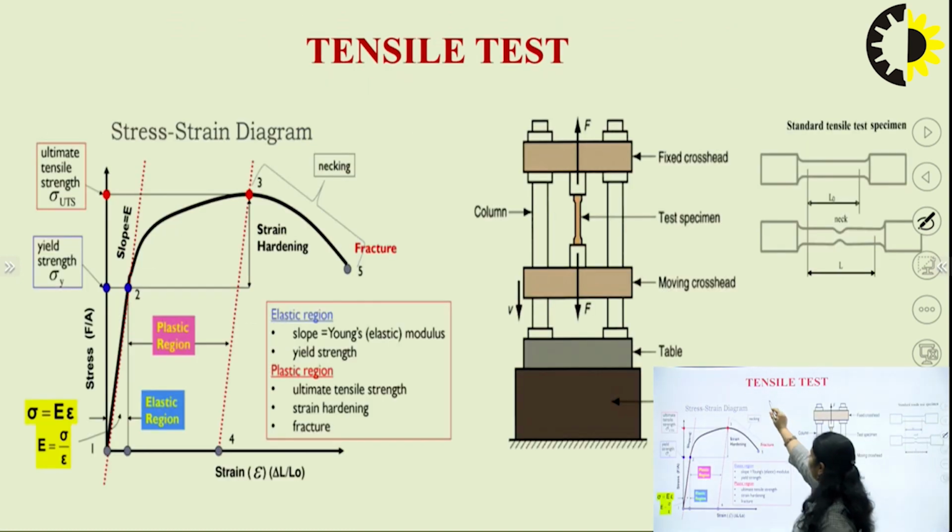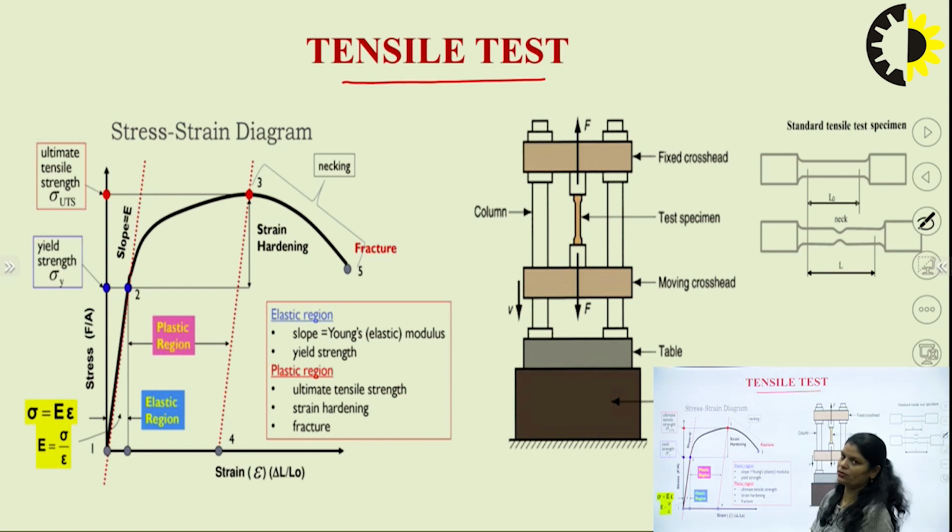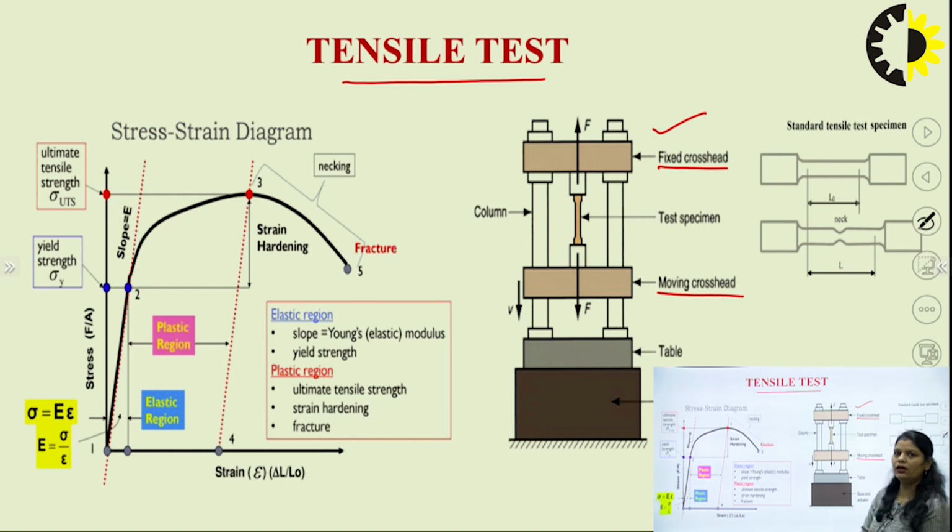So, first of all, we will discuss the tensile test. As we all know, the tensile test is performed on a machine known as the universal testing machine or UTM. You can see this is our UTM machine, and here we have two cross heads. One is the moving cross head and the other one is the fixed cross head. This is the base of the machine and this is the table.